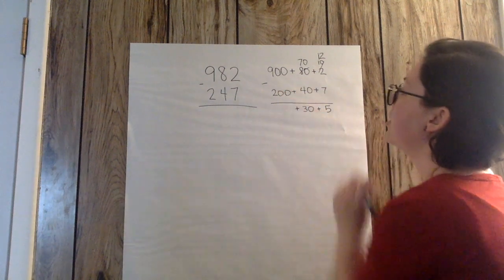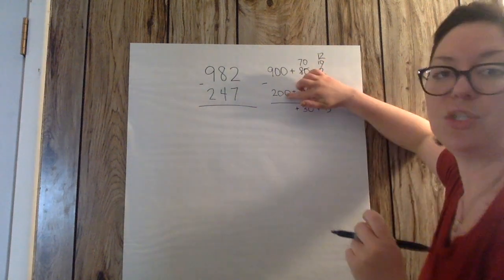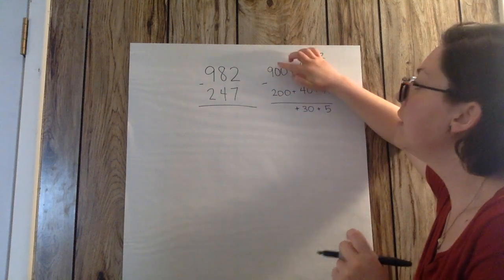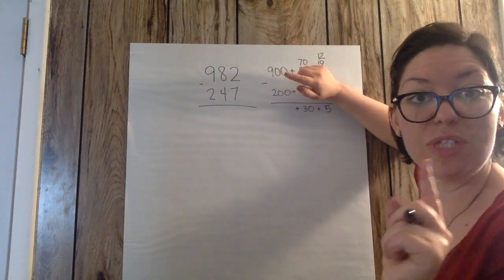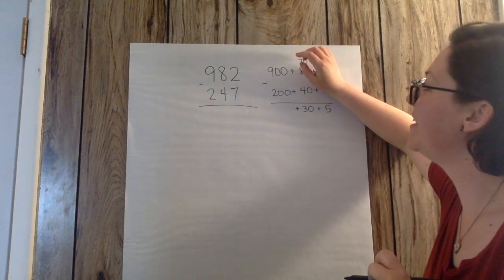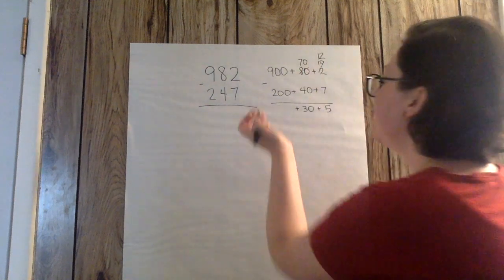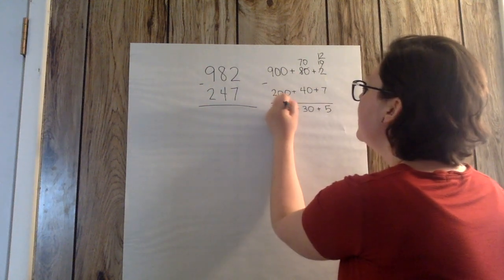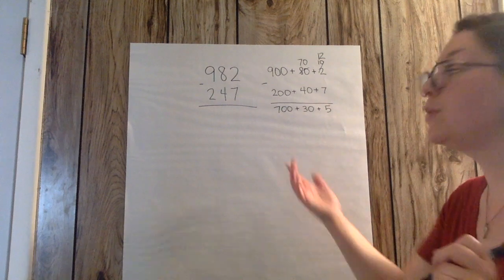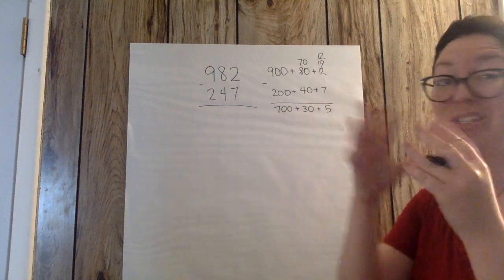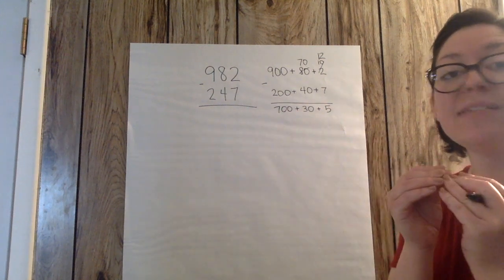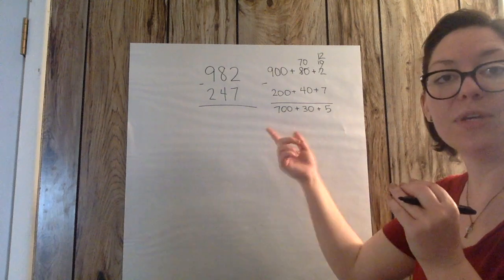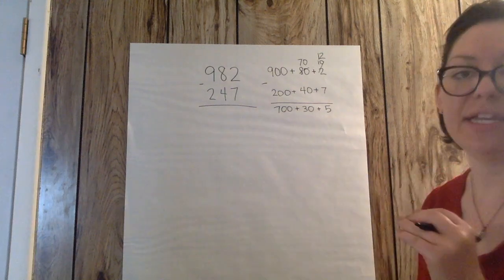We have one more column. It's the hundreds column. 900 minus 200. Think about it. It's basically 9 minus 2 with 2 zeros at the end. 900 minus 200 is 700. All right, so we have our answer. It's just stretched out. So we're going to add these values together, and it's going to give us our answer from over here.